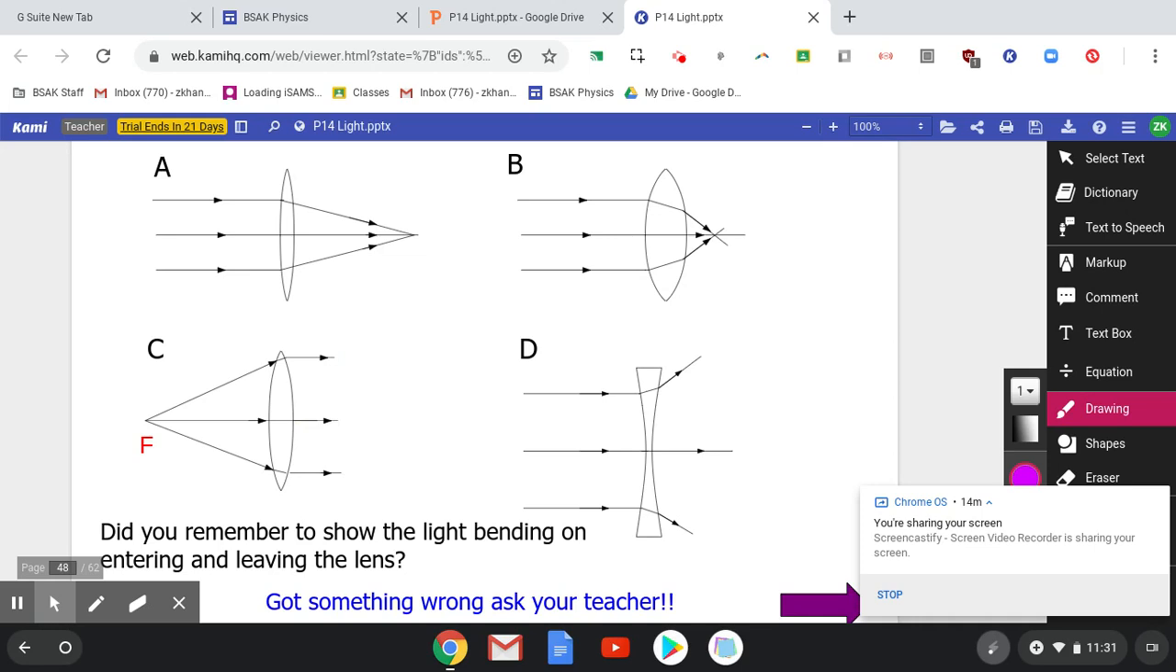And finally, we have rays diverge away as they leave the diverging lens. By how much they diverge away, it's up to you right now. I'm not going to be very strict on how you're going to do this because I have not given you the focal point of this diverging lens.